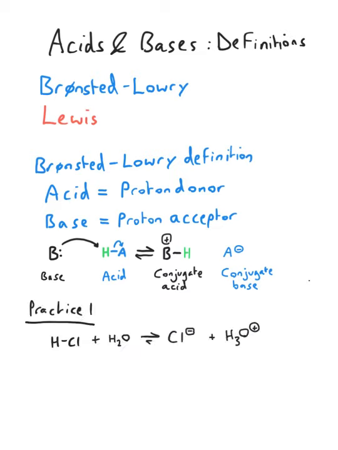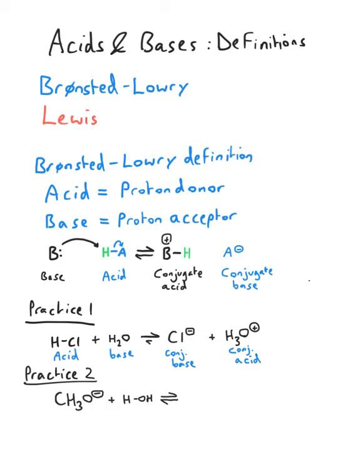Here's a practice problem. Label the acid, the base, the conjugate acid, and the conjugate base in this chemical reaction. You may pause now, and here's the answer. We'll follow that up with: complete this chemical equation and label the acid, the base, the conjugate acid, and the conjugate base. You may pause now, and here is the answer.